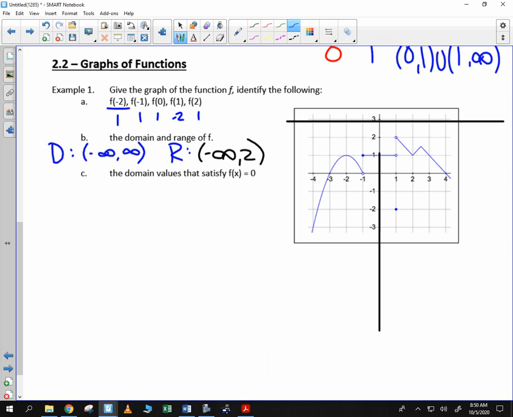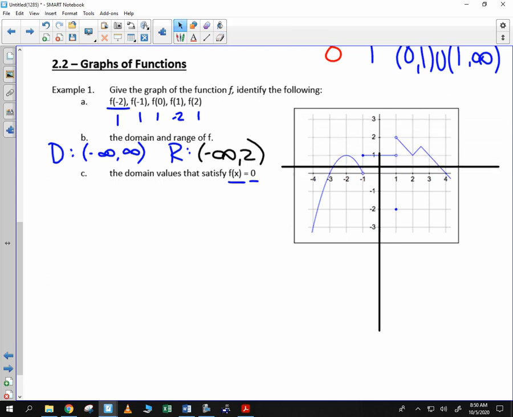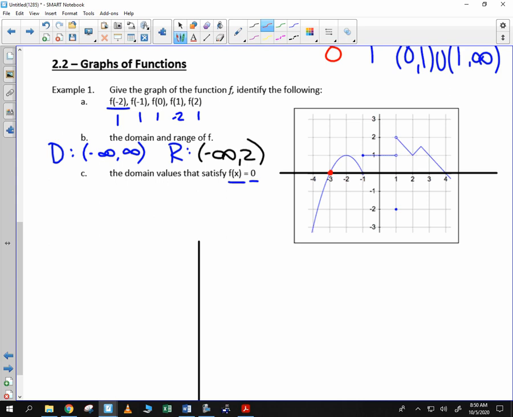Let's look at this last question. The domain values that satisfy f of x equal to 0. So the question is, when does the function have an output of 0? And if I drag this line down here, well, why are you doing that? Oh, because the marker's in my pocket. There we go. If I drag this down, when does the graph cross 0? At what x values does that happen? You see it happens at x equals negative 3. Remember that there's an open circle here at negative 1, and that happens again at 4. Okay?